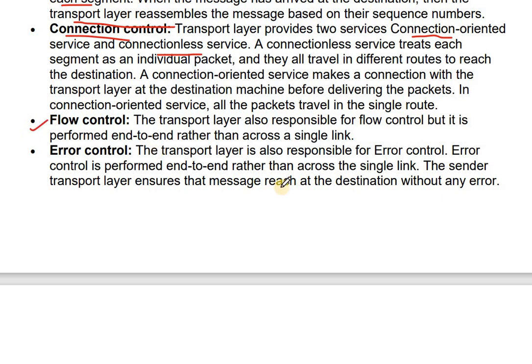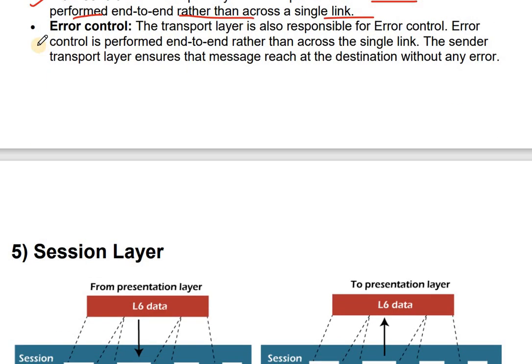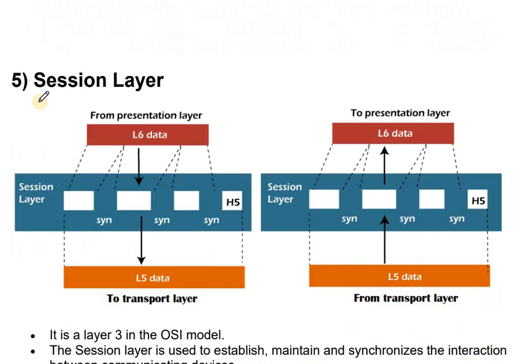Flow control. The transport layer is also responsible for flow control, as it is performed end-to-end rather than across a single link. Error control. The transport layer is also responsible for error control. Error control is performed end-to-end rather than across a single link. The sender transport layer ensures that messages reach the destination without any error.